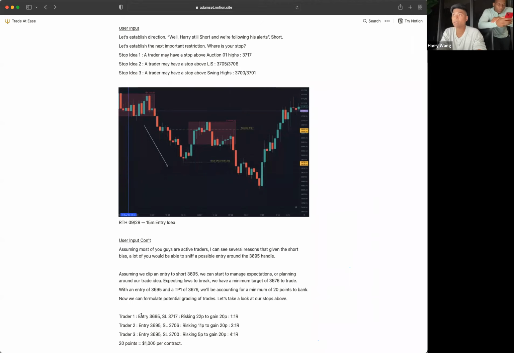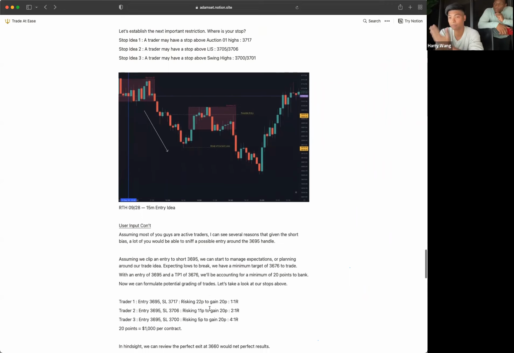Trader 1's entry, again, these are going to reference the same stops from above. So Trader 1, who had a stop at 37.17, would be essentially risking 22 points to gain 20. This is only a 1-to-1 R. Trader 2, however, this is when you start to see these multiple R's multiply. Entry at the same entry with a stop that is tighter at 37.06, they would be essentially risking 11 points to gain 20. And trader 3 with the same entry and an even tighter stop would be risking 5 points to gain 20. Again, this would result in a 4-to-1 R. 20 points is the equivalent of $1,000 per contract. And so that's that.